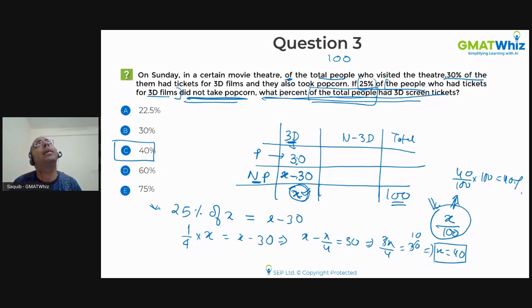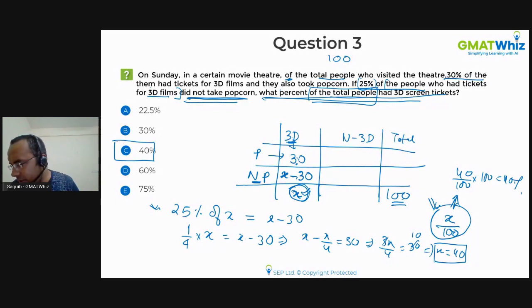If you're doing a Venn diagram, what are you going to do? You're going to take popcorn, 3D, not 3D, and common people who are taking popcorn. Is that what you're trying to do? Let me know your thoughts. But I think this would be better. Venn diagram would be making this question complicated, I think.